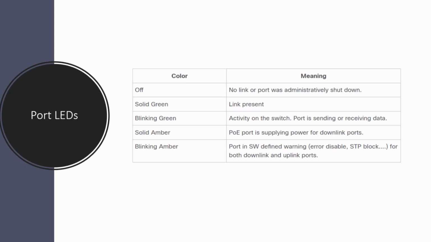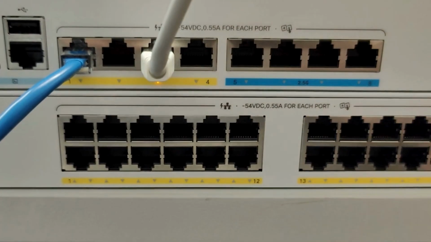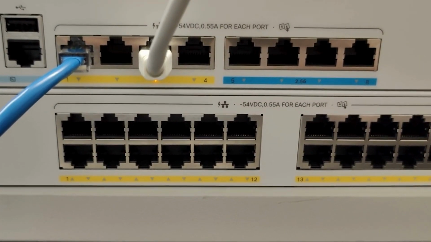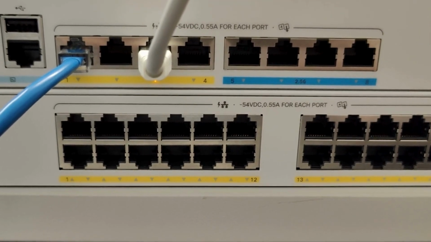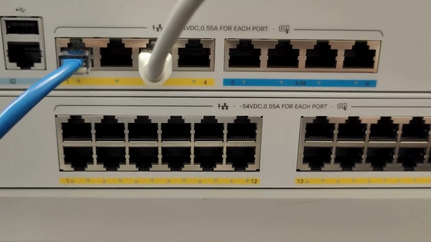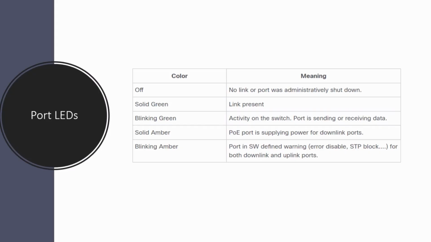In this example, an access point that requires PoE has been connected. Upon plugging it in, the amber light illuminates, indicating that PoE is being supplied. When the light turns green, it confirms that the link is active and functional. The only other color you may see on a PoE port is the color amber. A blinking amber light means there is an issue.